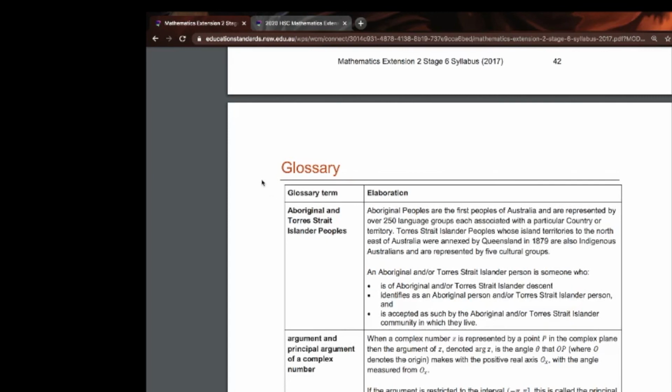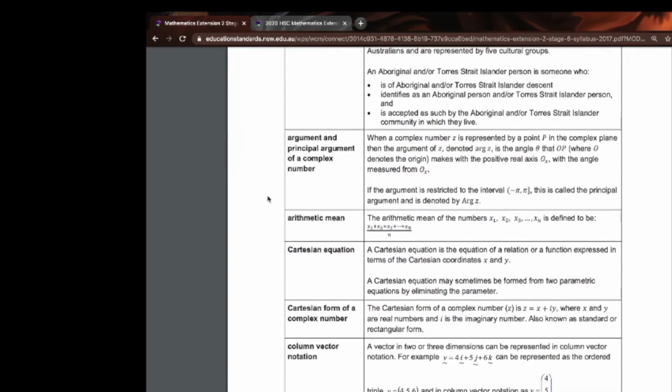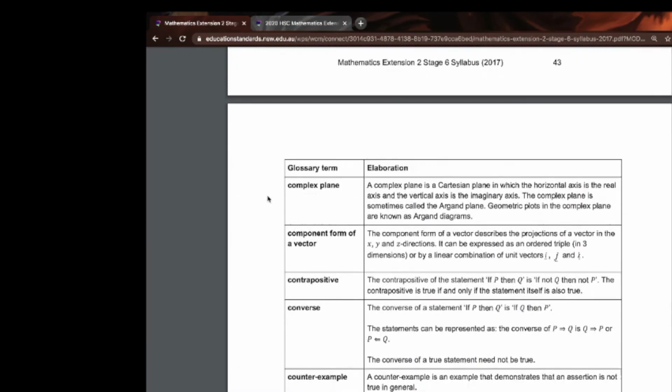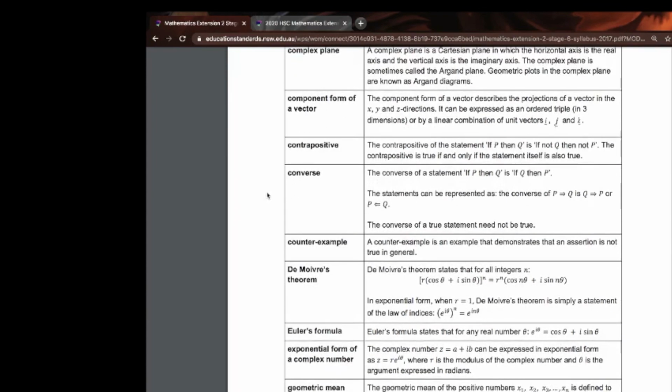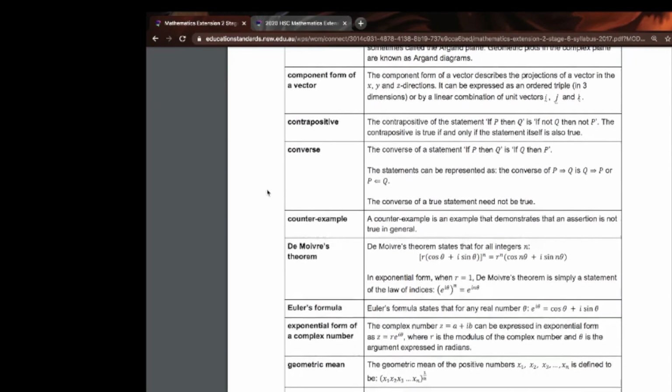Now we go to the glossary. These are a bunch of mathematical terms we'll get to know throughout our study in the course. I don't recommend memorising these definitions because you'll become quite comfortable with them as you study each topic. And that brings us to the end of the syllabus.